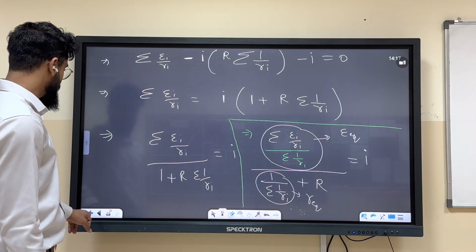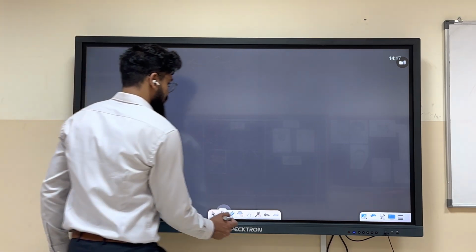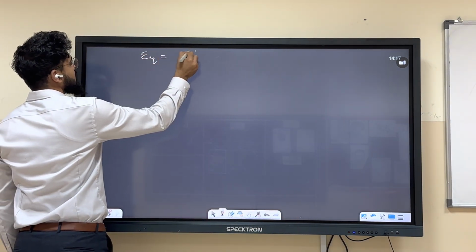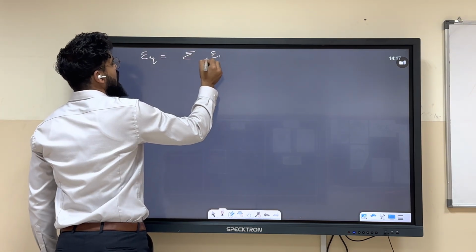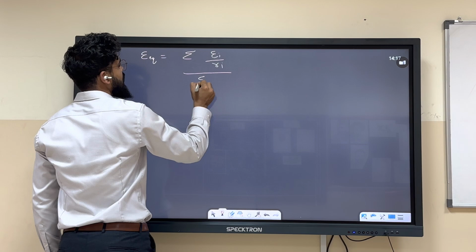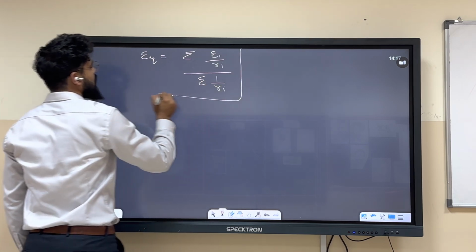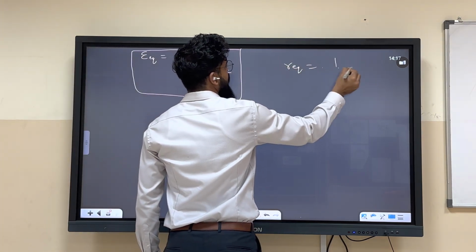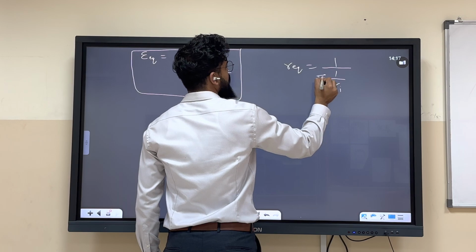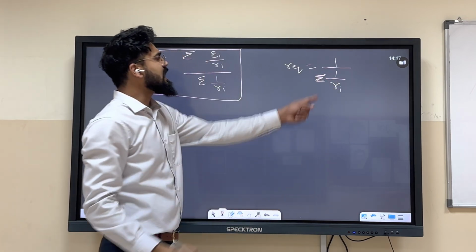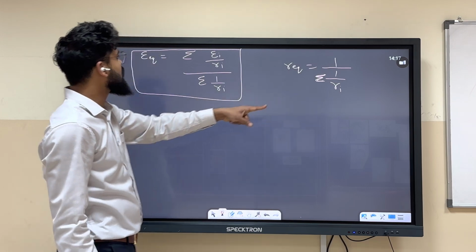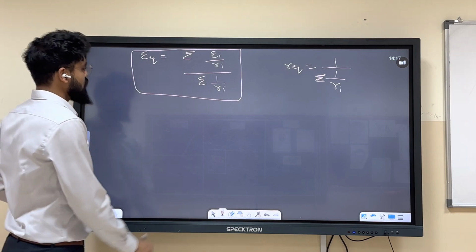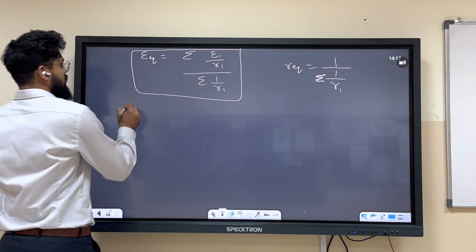Check. So E equivalent is nothing but sigma EI upon RI divided by sigma 1 upon RI. And R equivalent equals 1 upon sigma 1 upon R. This is nothing but R1 plus R2 and R3 only. But if you are remembering like this, it will be easier for you. Okay? Check.